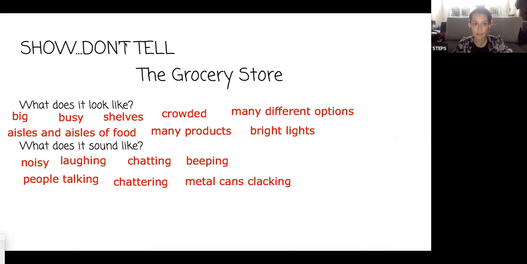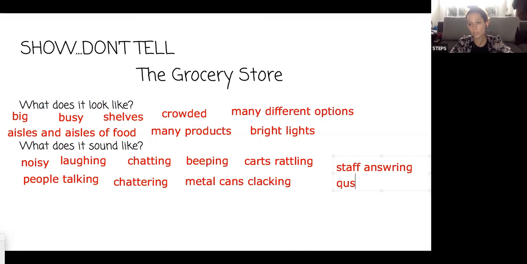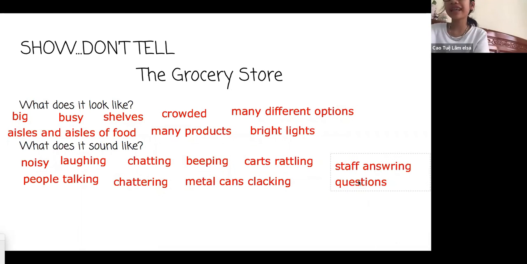The rattling of metal baskets. Good job. Or the carts. So we'll say the carts rattling. Good job. Staff answering questions. Okay. Miss Lisa, that's answering. Oh, thank you.